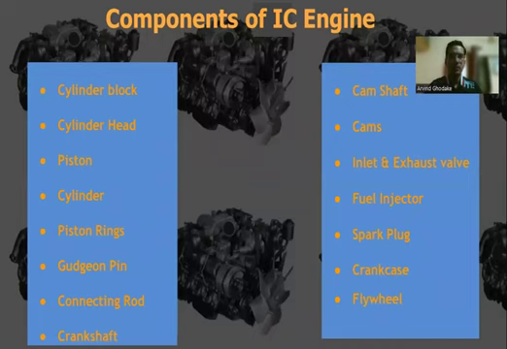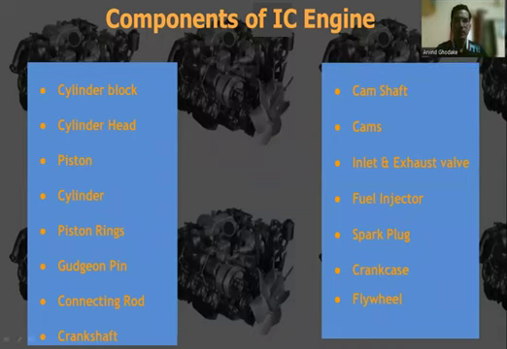The various components present in the IC engine are: first is a cylinder block, second is a cylinder head, third is a piston, next is a cylinder, then piston ring, then gudgeon pin, also called piston pin, connecting rod, crankshaft, camshaft, cams, inlet and exhaust valves, fuel injectors, spark plug, crankcase, and flywheel.